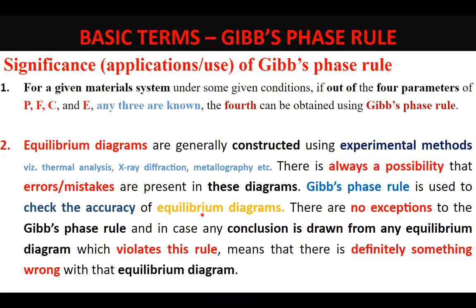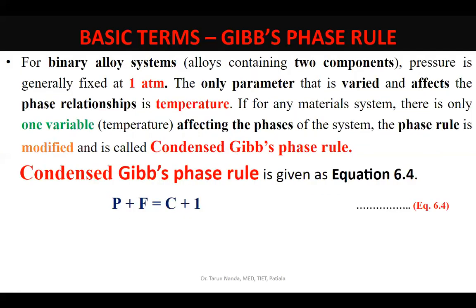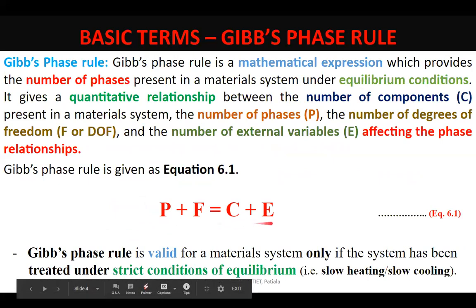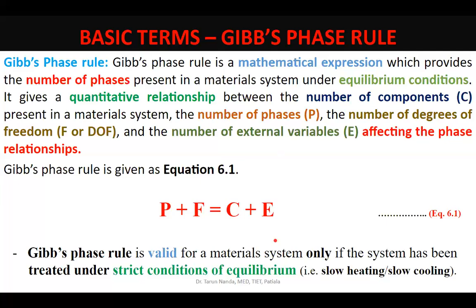The question is, what is the significance of the Gibbs phase rule? A very obvious answer which would come from a large part of the audience is that, sir, out of 4 variables in that equation that you have been showing, if out of 4 things for a material system, 3 are known to you, we can find out the 4th one.